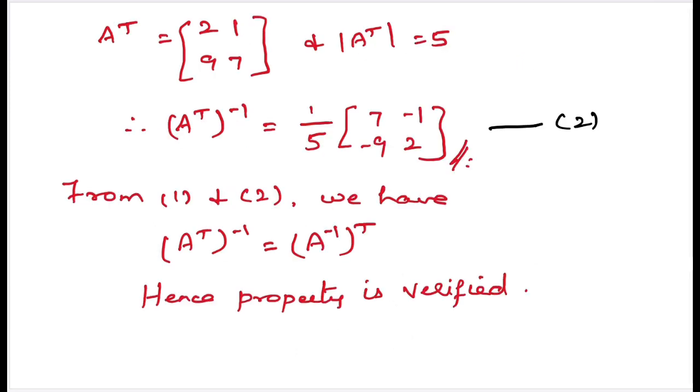Now A transpose is equal to matrices of 2 1 9 7 and determinant of A transpose is equal to 5. So therefore A transpose the whole inverse is equal to 1 by 5 into matrix of 7 minus 1 minus 9 2. So the equation 2 in vechkonga. As equation 1 and 2 are equal, we have A transpose the whole inverse is equal to A inverse the whole transpose. Hence property is verified.